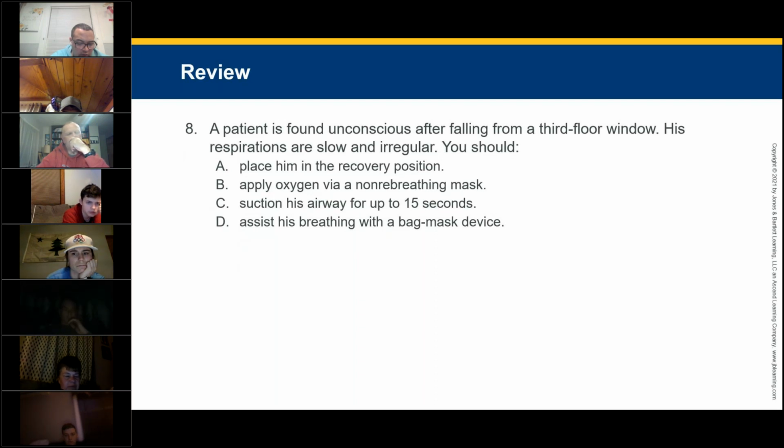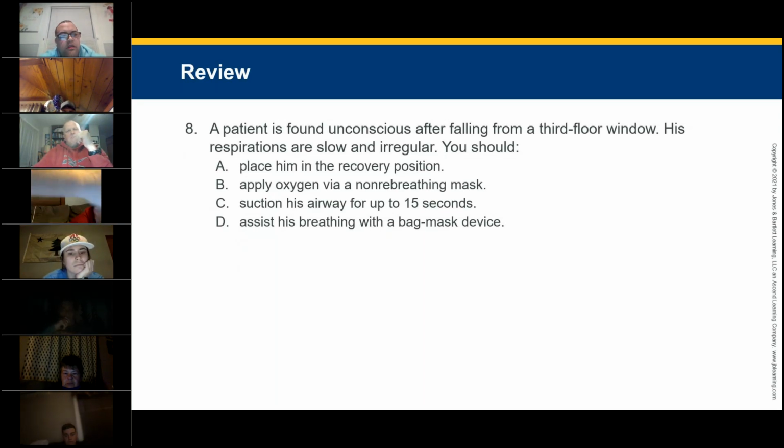The patient is unconscious. They fell from a third-story window, so they have trauma. Respirations are slow and irregular. So because the patient is unconscious and their respirations are not adequate, we're going to go right to assisting their breathing with a bag mask device. The answer is D. If the patient was conscious, you may go more towards the non-rebreathing mask. Where the patient is unconscious, you're going to want to assist their respirations right off the bat with the bag valve mask.